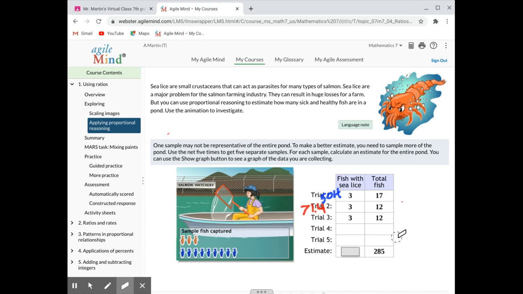71.4. Why is it 71.4, Levi? Because it's the same as this trial 2. Correct. All right, so we're going to put that answer in there. It'll be the same. That worked out good. Hagen, is that what you were going to say?